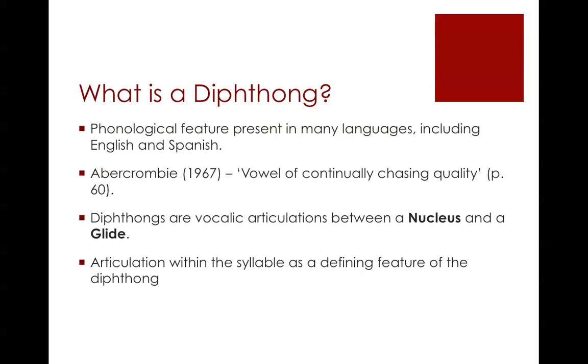The articulation within the same syllable is a defining feature of the diphthong. That is, the diphthong must occur within a given syllable in order to be considered as such. Otherwise, we have just two different vowels in two different syllables.